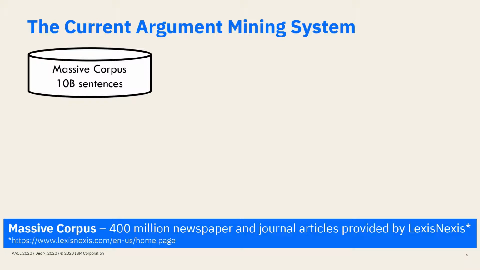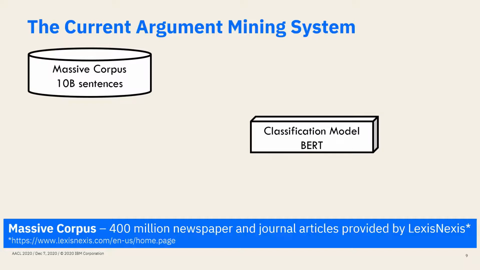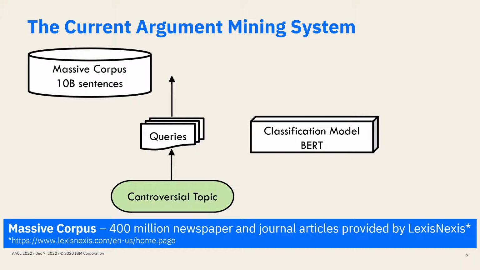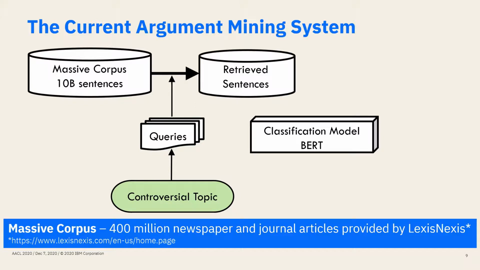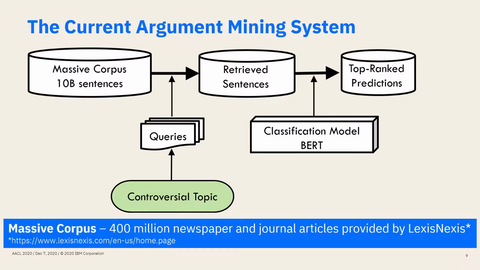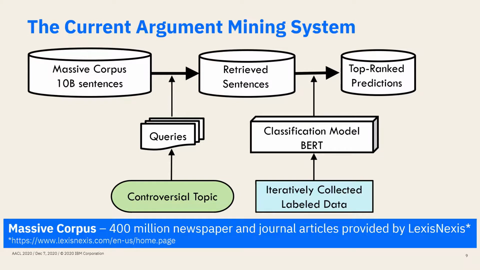As for the classification model, we moved from BiLSTM to BERT, a pre-trained language model that achieves state-of-the-art results in various NLP tasks. Since it is impractical for runtime reasons to apply the classifier to all the 10 billion sentences in the corpus, it was necessary to design queries which, given a topic, will help the system focus on small regions of the corpus which are enriched with relevant arguments. The classifier is applied only to sentences from the query results. BERT is trained on a large amount of manually annotated data, which is collected using a novel iterative process.